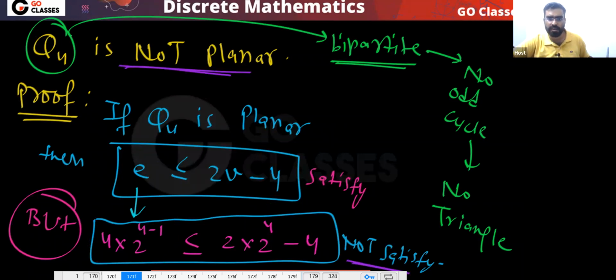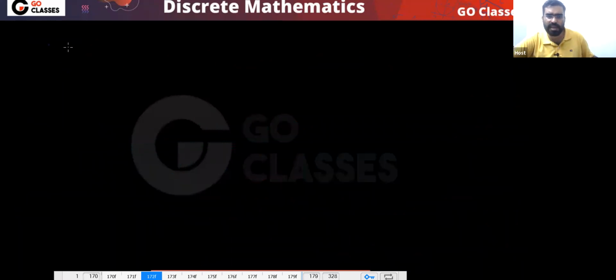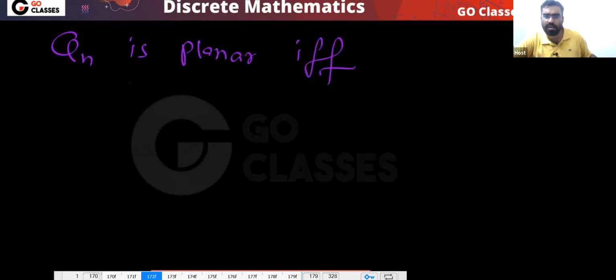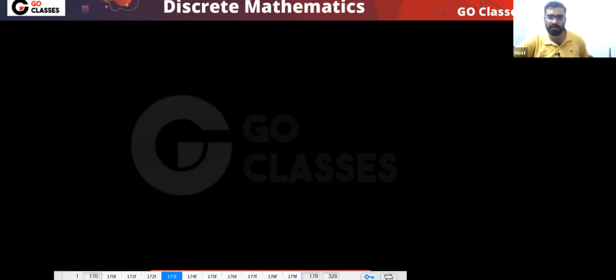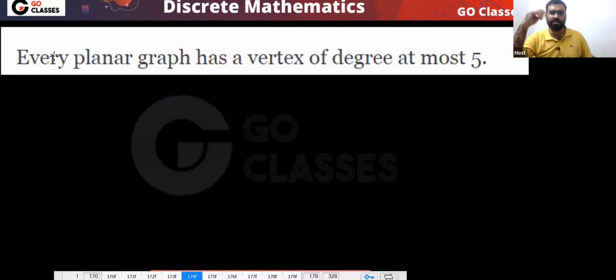So that is the reason. This is not planar. So remember, this hypercube graph is planar if and only if n is less than or equal to 3. Okay, very simple. This is another question, and this is a standard question.